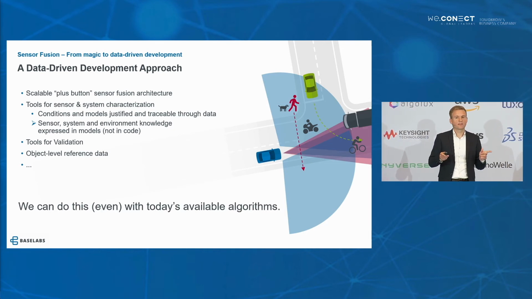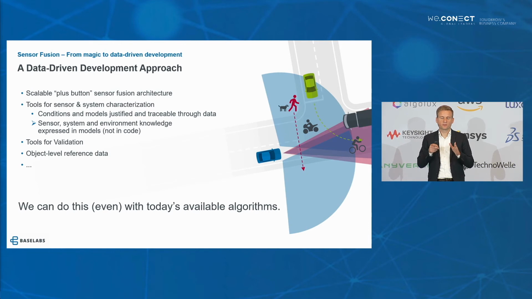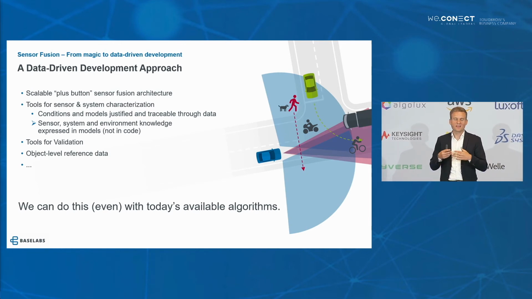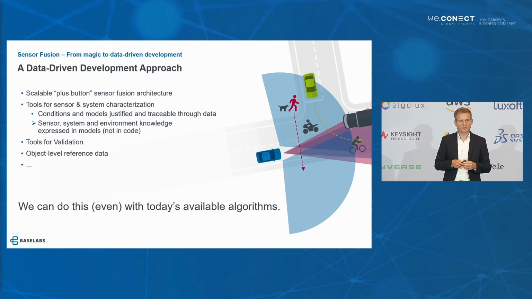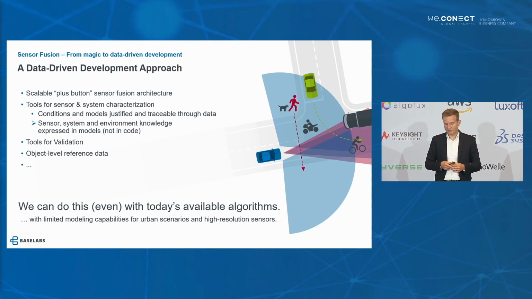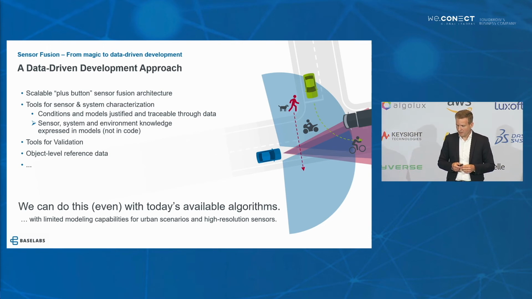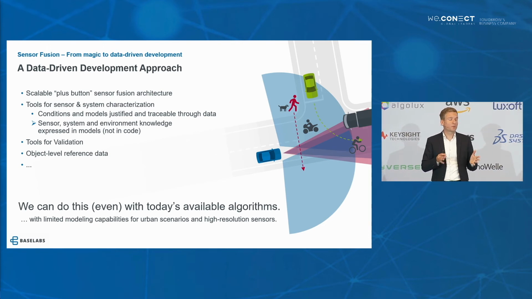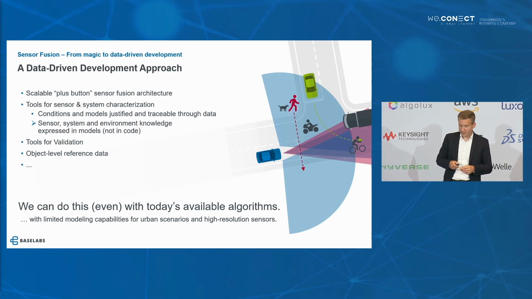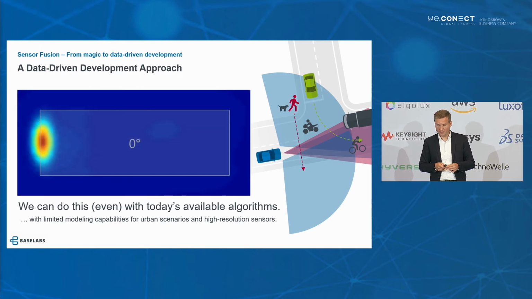So the good news is that we can do this whole workflow with today's available algorithms. When I say today's available algorithms, I mean all of those classical algorithms that we can see in the market at the moment, especially for ADAS, so things like Kalman filters and so on. We can do this, however, only with some limited modeling capabilities. They come from the algorithm limitations. And we can do this with limited modeling capabilities for urban scenarios and high-resolution sensors only. And I have a final example before I finish my talk.